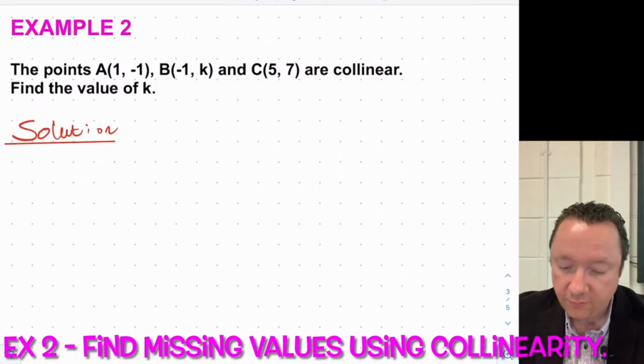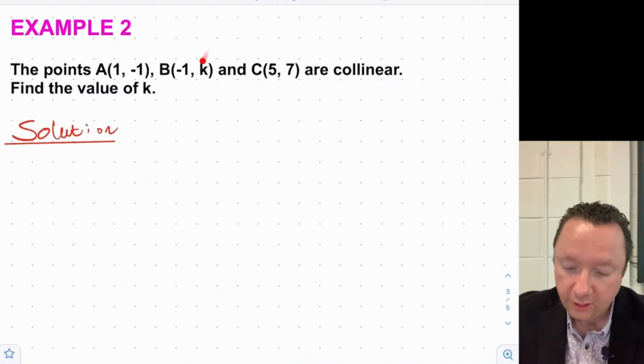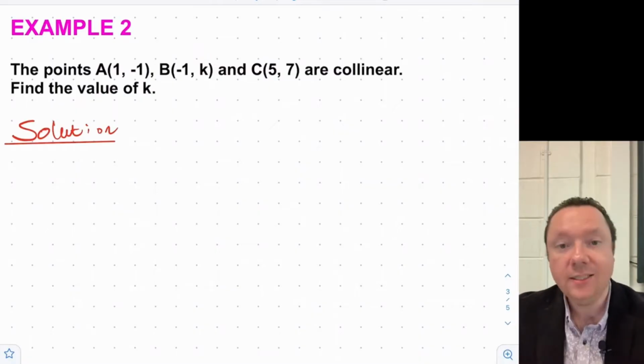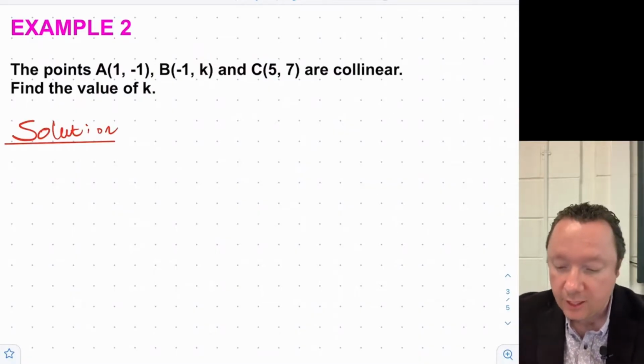Example 2 says these points A, B, and C are collinear. Find the value of k, which is here. So again, it's the same idea. Find the gradient between A and B and make it equal to the gradient between B and C.